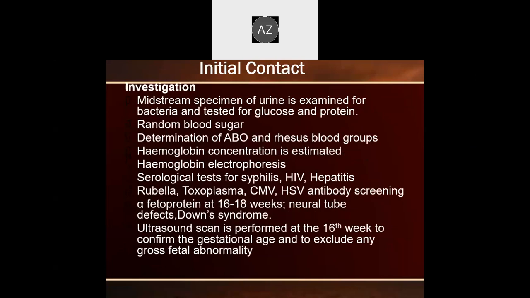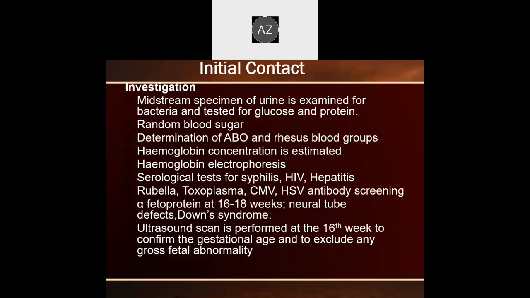Investigations, very important. Do urinalysis, midstream specimen. Do a random blood sugar. Determine the ABO and rhesus blood group. Check for hemoglobin concentration to rule out anemias. You can do hemoglobin electrophoresis to check for hemoglobinopathies. Serological test for syphilis, HIV, and hepatitis. Check for rubella, toxoplasmosis, cytomegalovirus, herpes simplex virus, and antibody screening. All these you need to check.